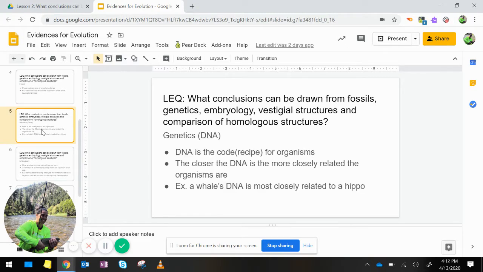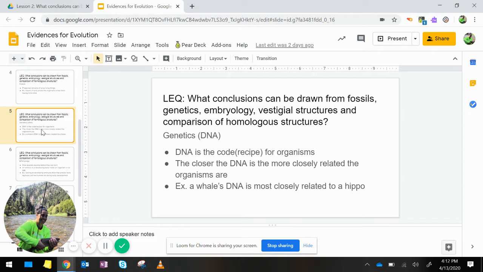The next one is genetics or DNA. DNA is the code or the recipe for organisms, and we talked about that in our DNA and genetics unit, how DNA is basically the recipe for a living organism. The closer the DNA is, the more closely related the organisms are. So if you have an organism that is 99.9% related, that means the organism is very closely related to that other organism. DNA tests that are done with people, they look at that.